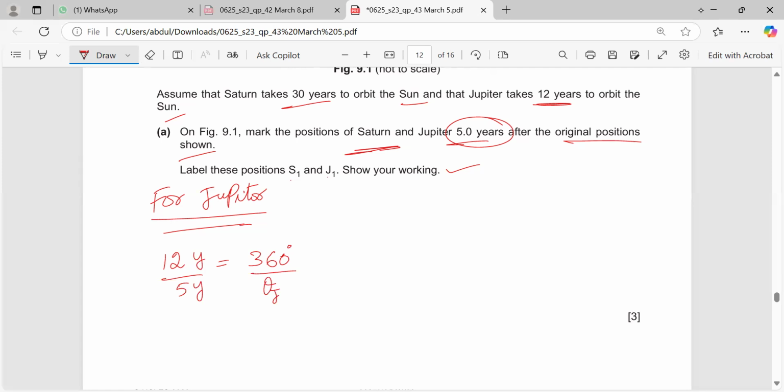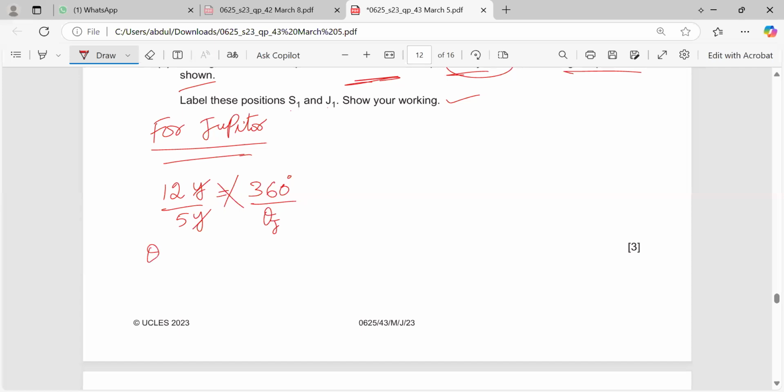Just the ratio of the years to the ratio of the turns, sorry, angles or orbitation. Now year is cancelled with year, so let's cross multiply. The angle turned by Jupiter in 5 years will be equal to 360 times 5 over 12.